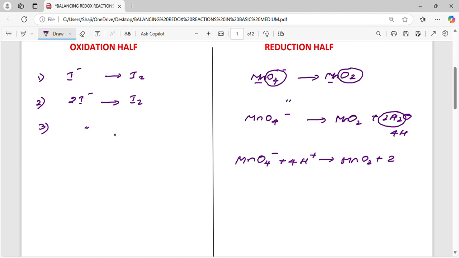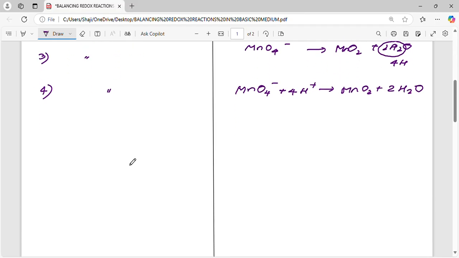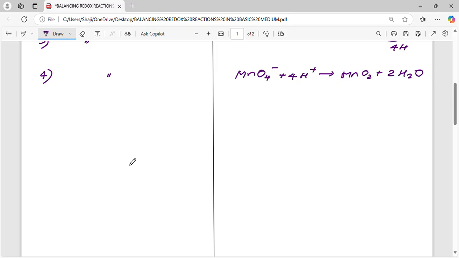Both hydrogen and oxygen are equal in the reduction half, which is step number 4. In the oxidation half you don't need to make any change because there is no oxygen and no hydrogen as well. So till now we have balanced all atoms like iodine, oxygen, hydrogen, etc.